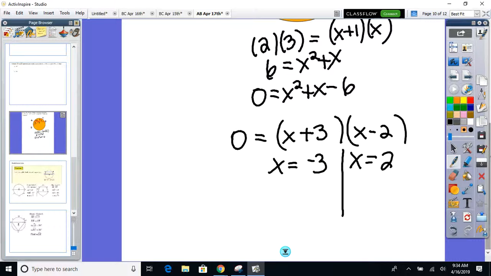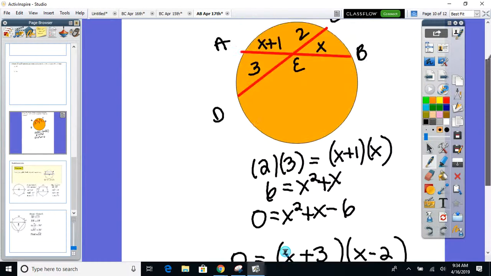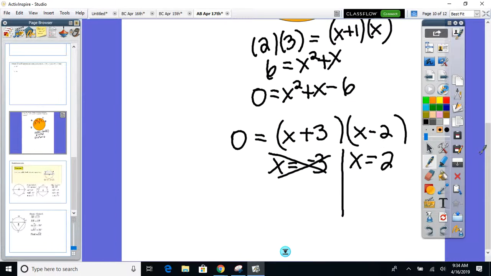Did you guys draw a diagram at the beginning? What's wrong with one of the answers? I can't have a negative length of a chord, right? So let me go back. What was it asking for? Value of x. Yep, 2. All right. Questions from you guys? That was just a quick review of what we did yesterday. All right, let's finish this up.